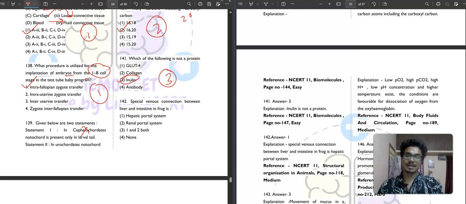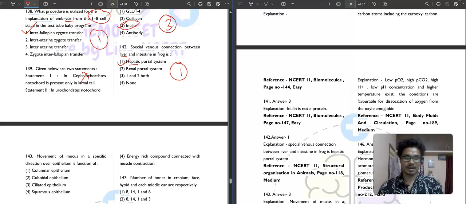Then question number 142. It is saying that a special venous connection between liver and intestine in frog is hepatic portal system, renal portal system, first and second both, or none. A special venous connection between liver and intestine in frog is your hepatic portal system. The liver itself says hepatic. So the first option is your correct answer. This is an easy question.